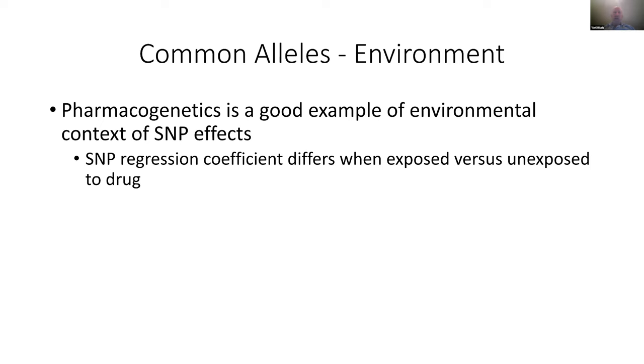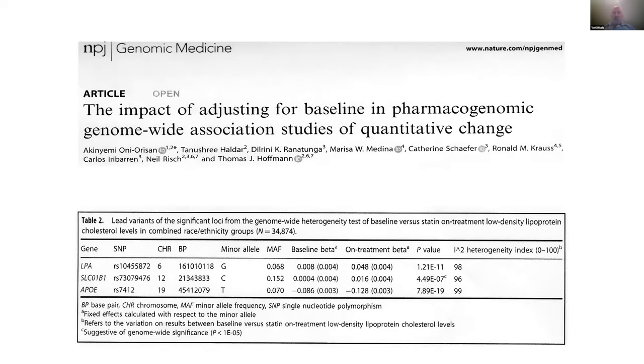In terms of environment, I would suggest that pharmacogenetics is a very good example of an environmental context for SNP effects. Basically, you compare regression coefficients of a SNP for individuals when they're exposed or not exposed to the drug. An example of this is from one of our junior faculty, Akinyemi Oniorosan at UCSF, looking at statins, whether the effect sizes of variants differ when an individual is on statins versus not. You can see there are three SNPs here for which that's true, and if you look at the beta coefficients, they're statistically significantly different. So I would argue here's a good example of an exogenous environmental exposure where the SNP effects differ. Of course, this has great significance in terms of doing pharmacogenetics.